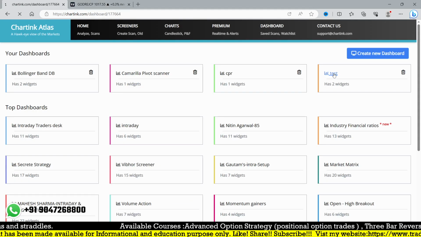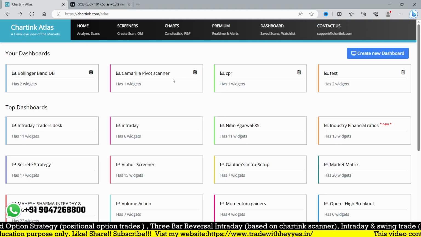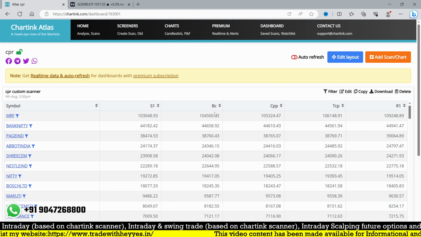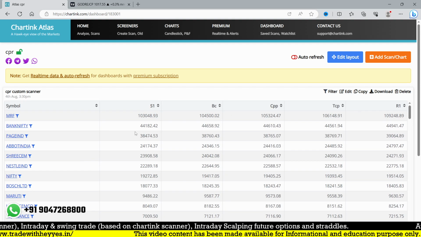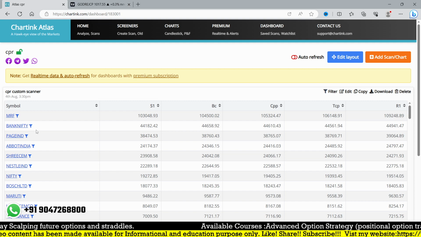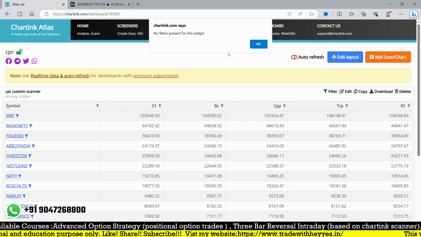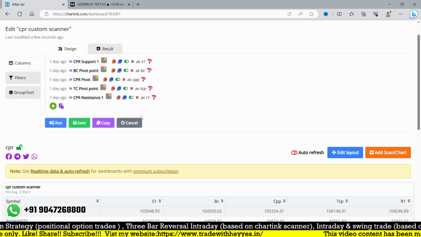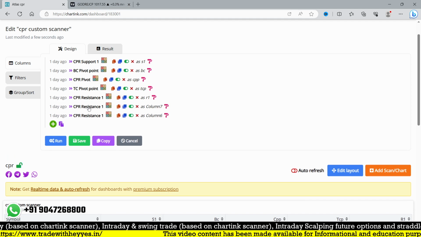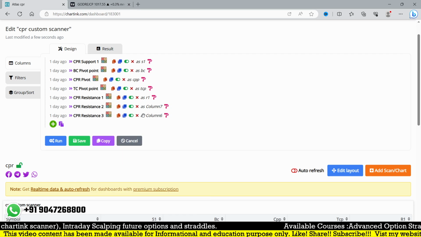We already made a test dashboard. Yeah, here is the dashboard. We found the levels BC, TC, R1, R2, which we have already completed. In this video, we are going to talk about R2, R3, and S3, S2. Since we already created the indicators, we can simply copy this: CPR R2 and CPR R3.